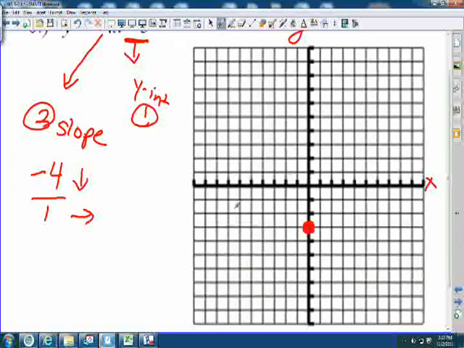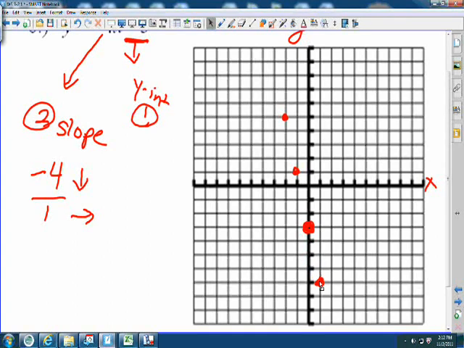So I'm going to come over here and go down 4, 1, 2, 3, 4, and to the right 1. Well, I don't have enough room on this graph, so let's go backwards. Up 1, 2, 3, 4 to the left 1 and put a dot. Now I can connect my dots.